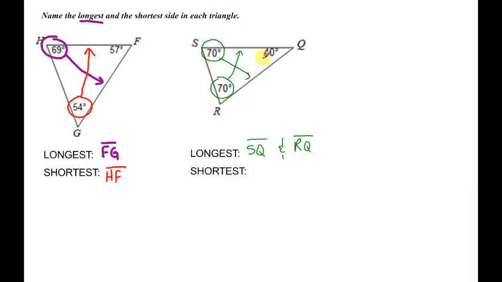What's our shortest side? Well, our smallest angle is the 40, so it's across from our smallest side. SR is the shortest side. That's how you do it.